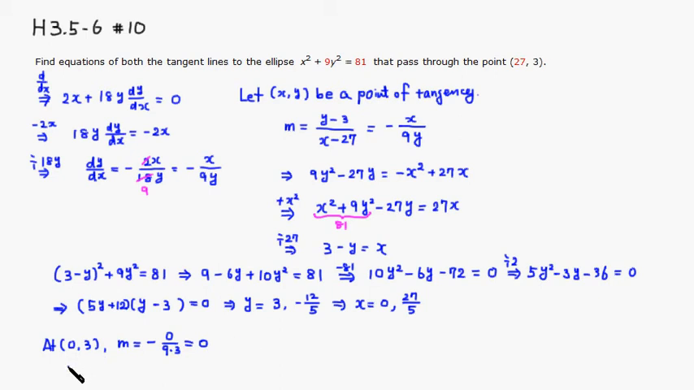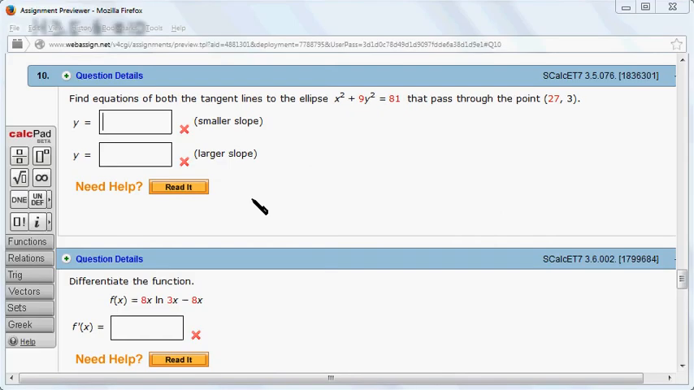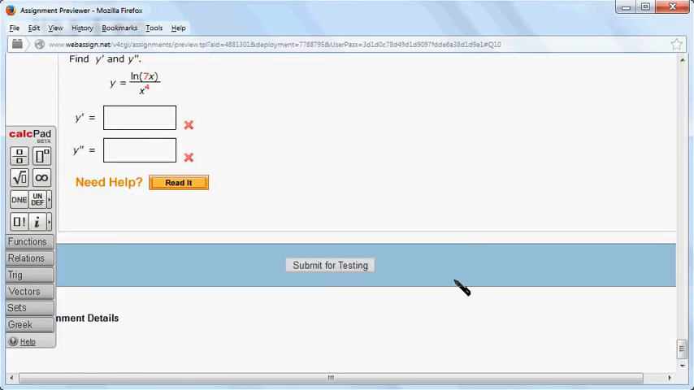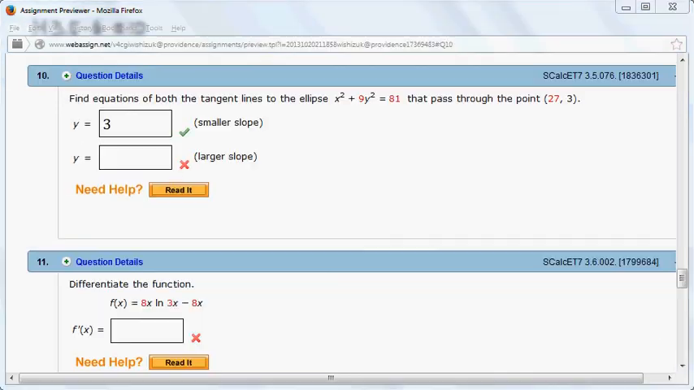So we have one equation. This is just y equals, y value is 3. So this is a horizontal tangent line. So we got 1. All right, so let's type that in first. So y equals 3. Let's check this answer first. All right, I came back and it looks like we got this one correctly. All right, let's do the other one.